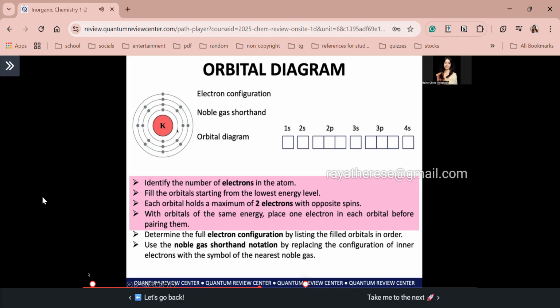So, here in our example is potassium. Step 1, identify the number of electrons in the atom. So si potassium, ang atomic number niya ay 19, so it has 19 electrons. Step 2, fill the orbitals starting from the lowest energy level. Guys, again ha, from lowest to highest energy level, yung pag-fill ng orbitals. And if you fill yung orbitals using the 19 electrons.